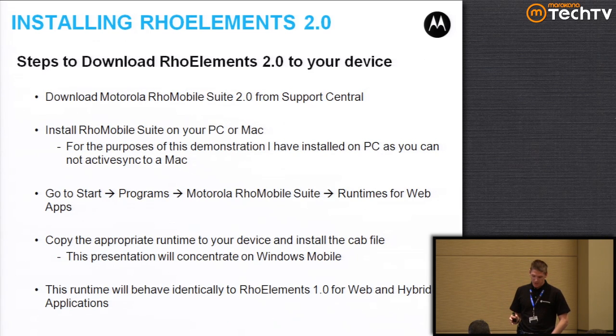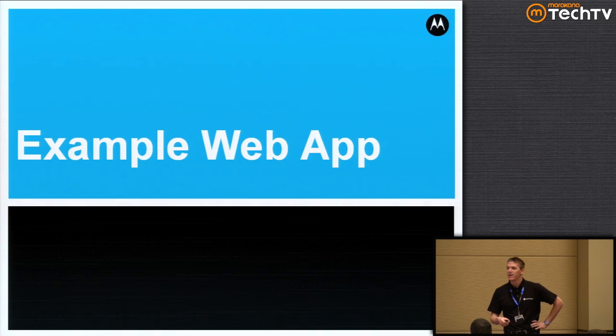But the advantage is now that it has a later WebKit engine, and we've done other work on additional APIs for the plugins. And then I've already covered the next two there. Copy the appropriate runtime, and it will behave identically to RhoElements 1 for web apps.